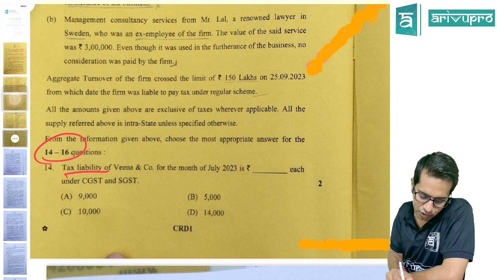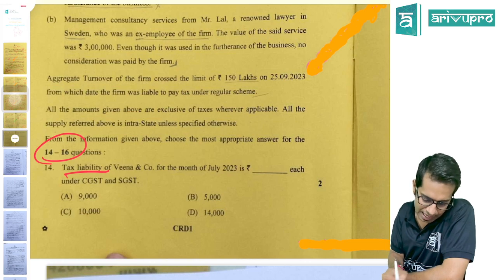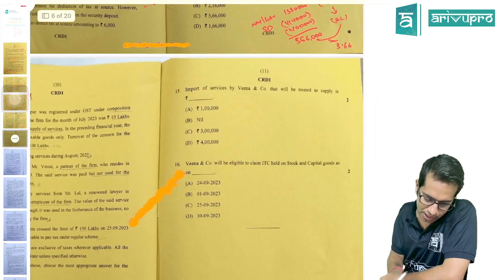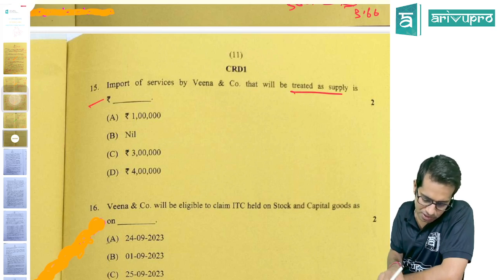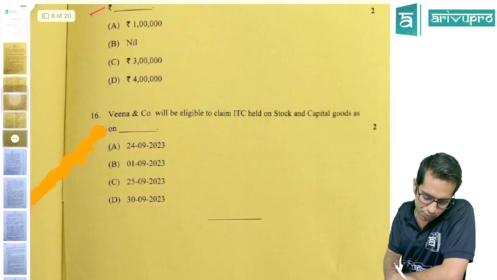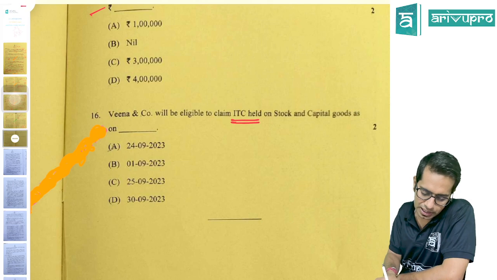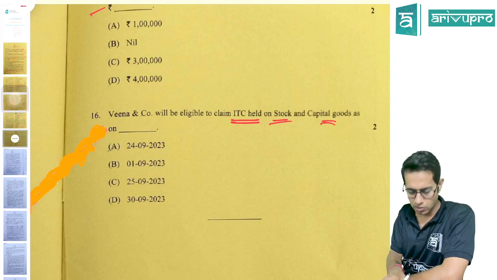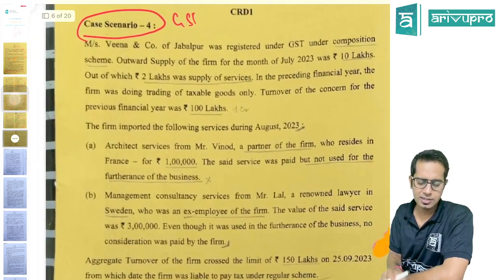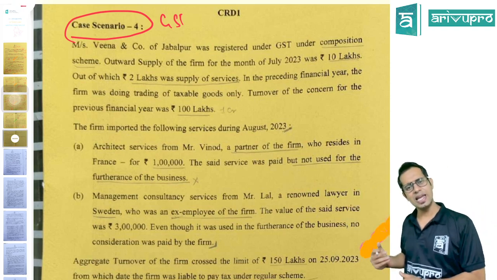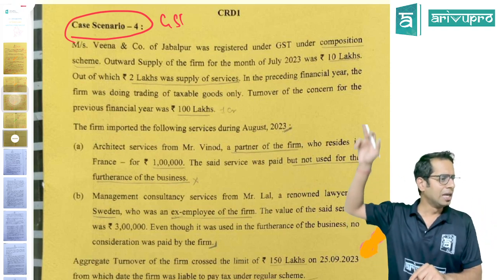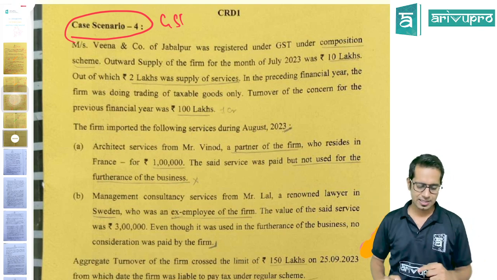Tax liability of Veena for the month of July is rupees dash under CGST and SGST. Importation of services will be treated as supply to the value of how much is importation of services, and Veena is eligible to take input tax credit on stocks and capital goods as on which date? Okay, not okay. Let us directly jump into the question. By seeing the questions only, I will now be able to answer by reading the case.